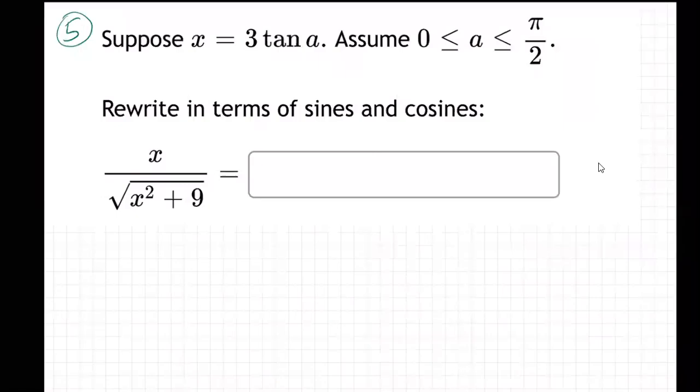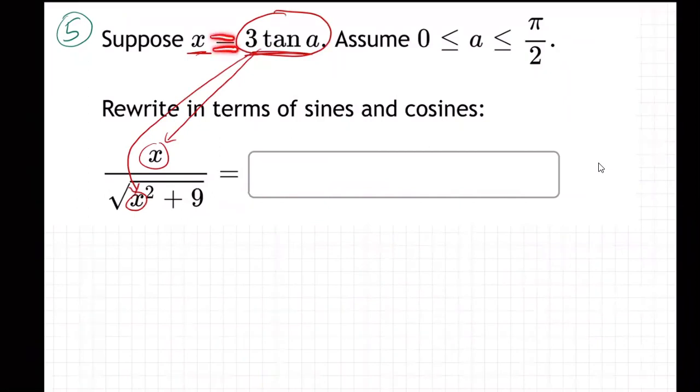Okay, so they're telling us that x is 3 tangent a. And so what we're going to do is take this 3 tangent a and plug it in right there for x and right there for x. Everywhere, the two places where we see x, we're going to plug in 3 tangent a. Why? Because it says up here x equals 3 tangent a.